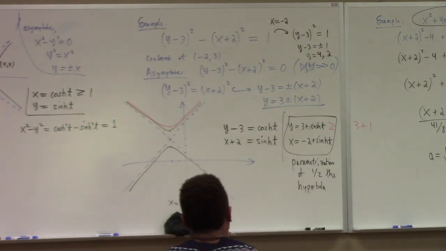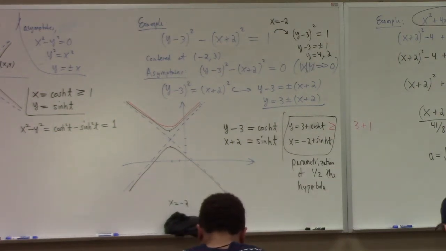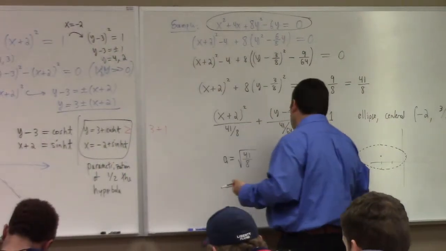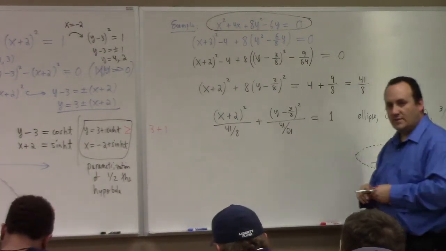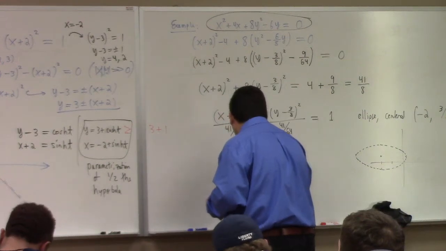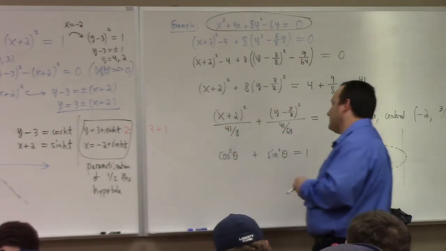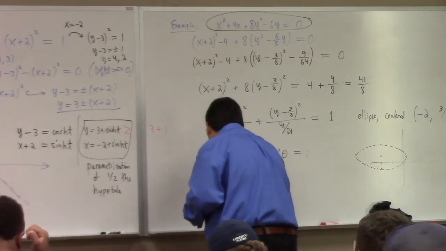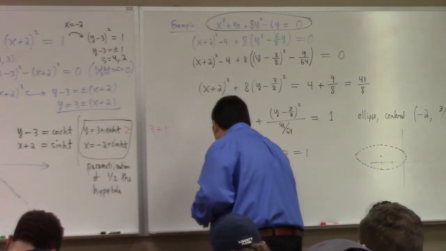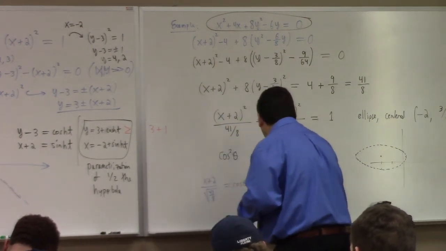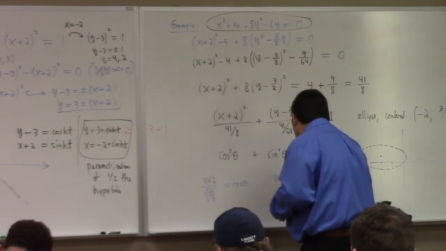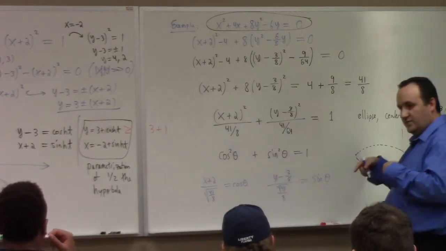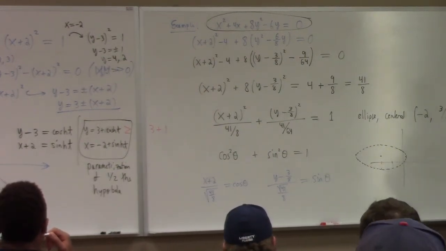We know cosh squared minus sinh squared is 1. Now I want to parameterize the ellipse. What would you do? What do you know that looks like this algebraically? We know cosine squared theta plus sine squared theta is 1. So that informs my creation of a parameterization here. All I do is put (x plus 2) over the square root of 41 over 8 equal to cosine theta, and (y minus 3/8) divided by the square root of 41 over 8 equal to sine theta. You solve those equations for x and y, and you get a parameterization for the ellipse.